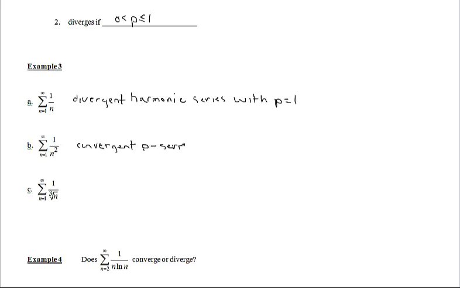So if you're asked to state whether the series converges or diverges and it's a P series, this is all you have to say. And for this third example right here, because the power is between 0 and 1, or equal to 1, you would say this is a divergent P series with P equals 1/3.